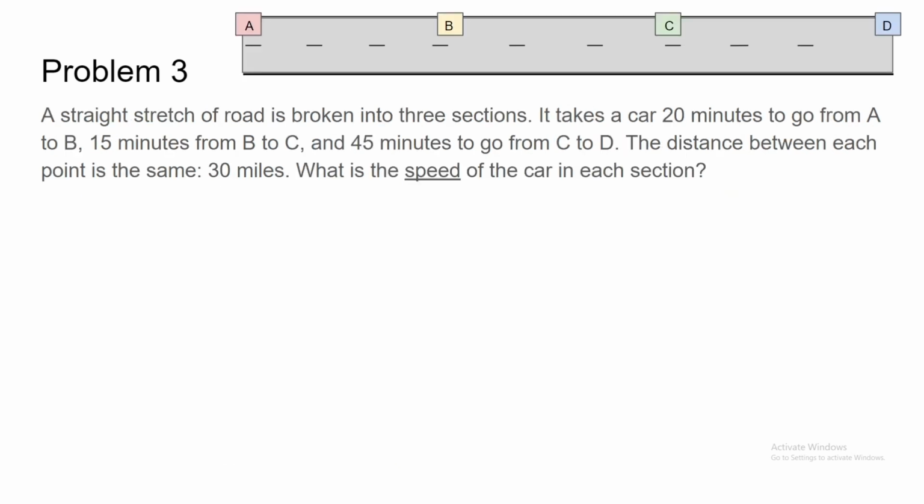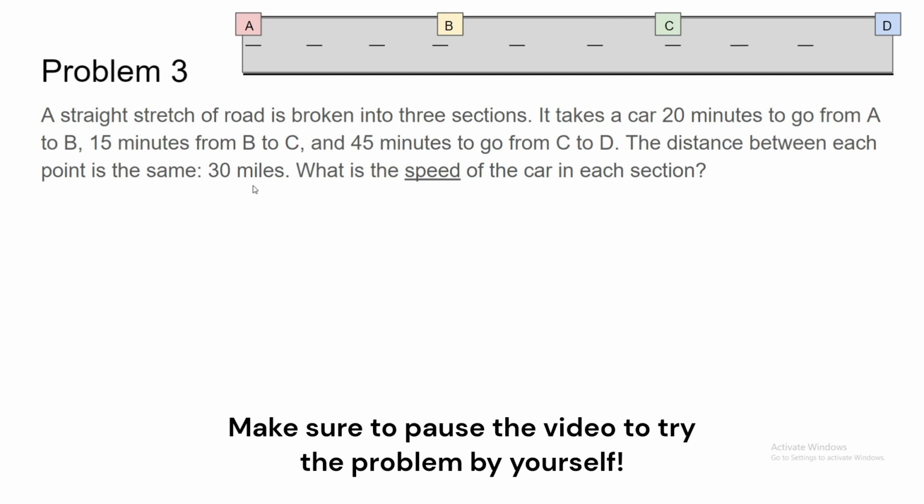Problem 3. Here we have a straight stretch of road. It's broken into 3 sections. It's going to take a car 20 minutes to go from point A to point B, 15 minutes to go from point B to point C, and then 45 minutes to go from C to D. And we know that the distance between each point is the same at 30 miles. We want to know the speed of the car in each section.